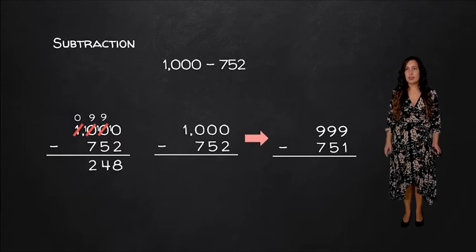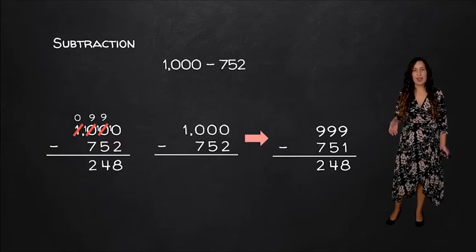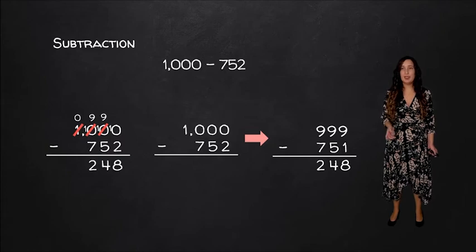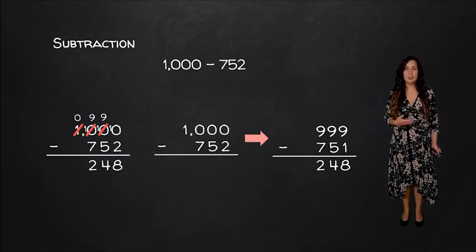So let's see how this goes. 9 minus 1 is equal to 8. 9 minus 5 is equal to 4. 9 minus 7 is equal to 2. And I didn't have to borrow. So if you ever have a value that has a bunch of zeros and you know you're going to have to borrow a lot, you can take 1 away from each value to make it a little easier to subtract, all right?